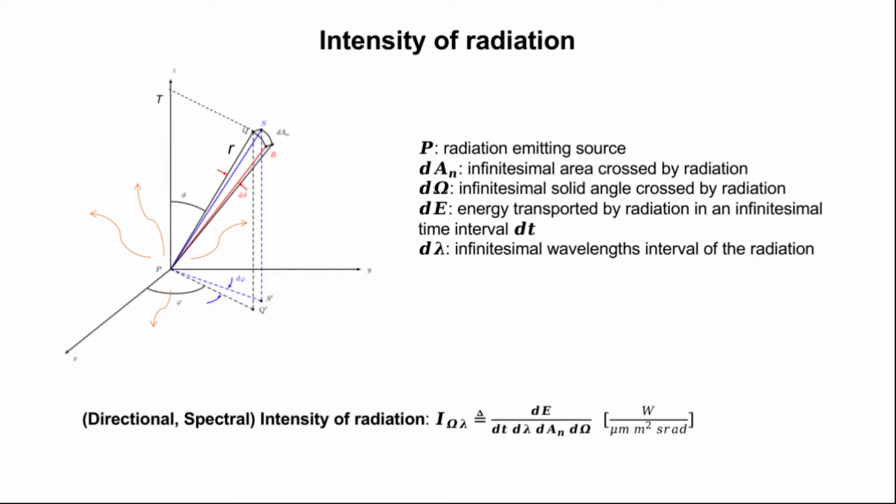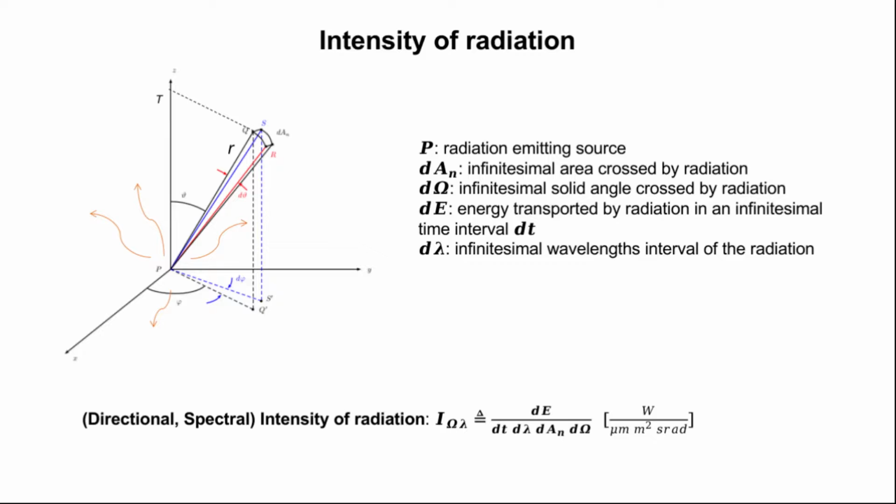Now, let's use what we just learned to define our first radiation quantity: the intensity of radiation. Consider the same system used before for the explanation of spherical coordinates, but this time the point P is a radiation emitting source. As before, dAn and d omega are the infinitesimal area and the infinitesimal solid angle being crossed by radiation.